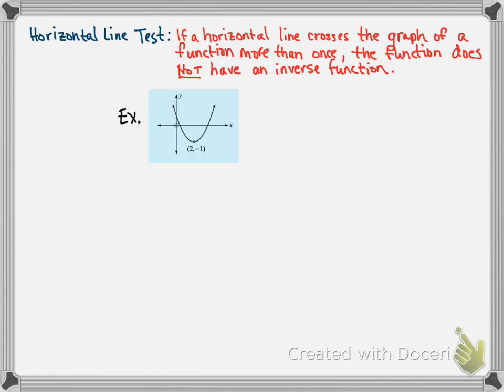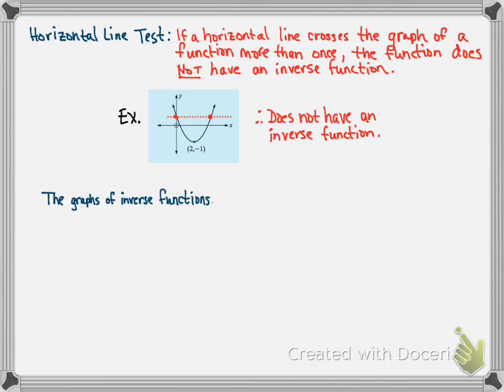For example, if we look at the graph of this parabola, drawing a horizontal line here crosses the function in 2 places. So that means its inverse is not a function. It has an inverse relation, but not an inverse function.